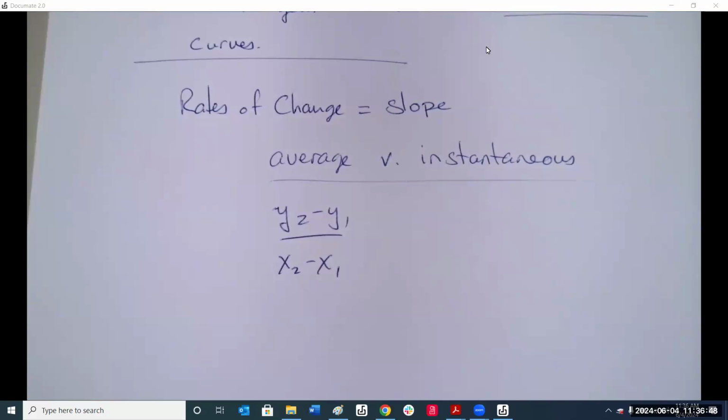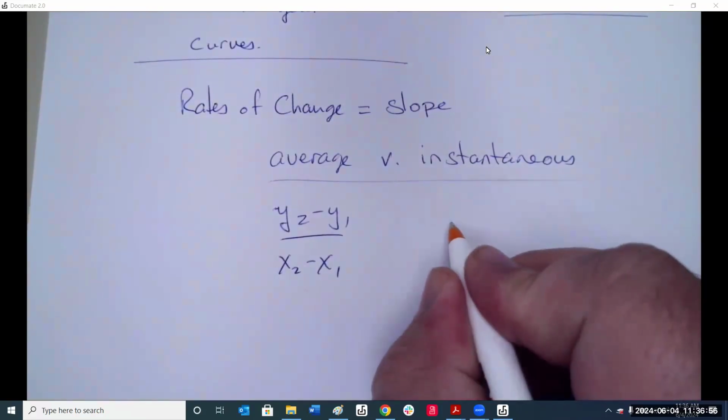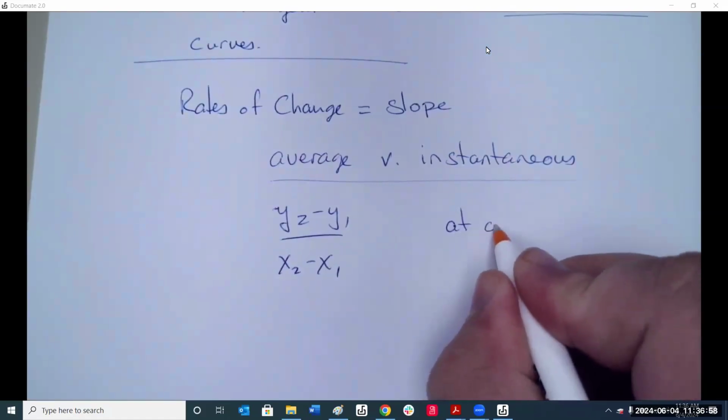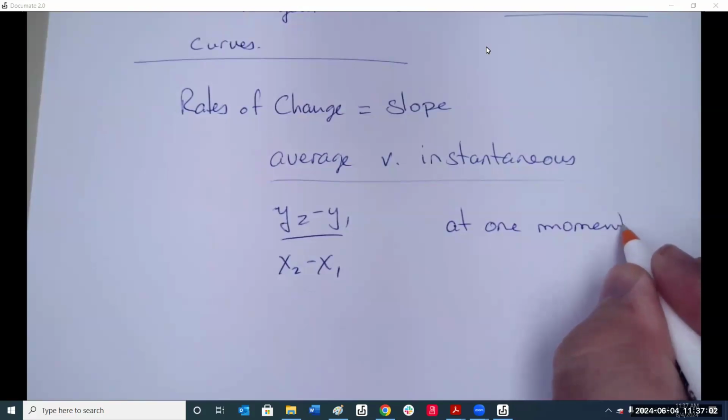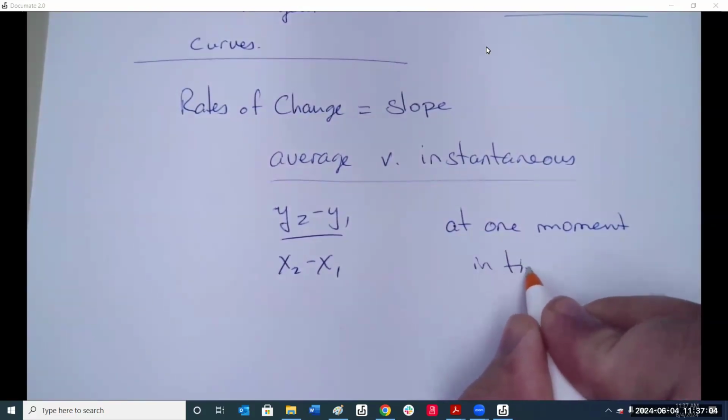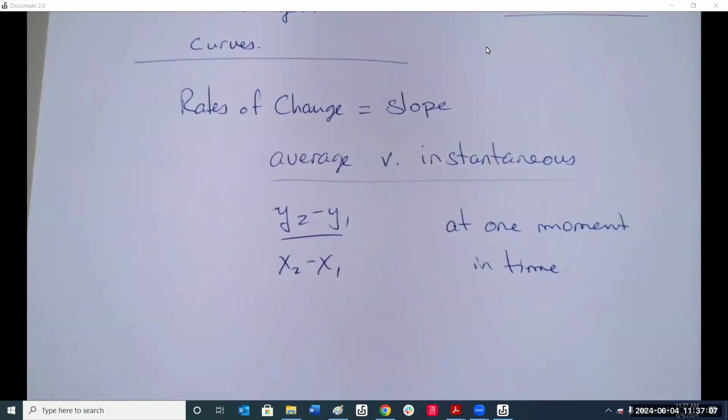What is instantaneous? What do you think instantaneous sounds like? It occurs at one moment in time. Instantaneous. What is the rate of change? What is the velocity or the acceleration at that one moment in time?